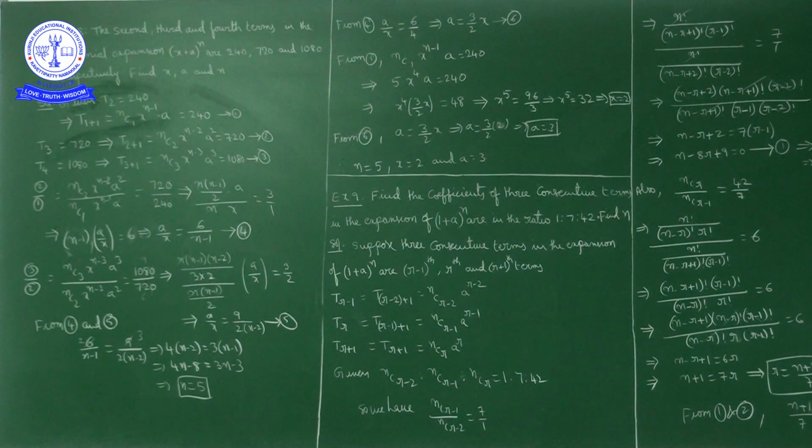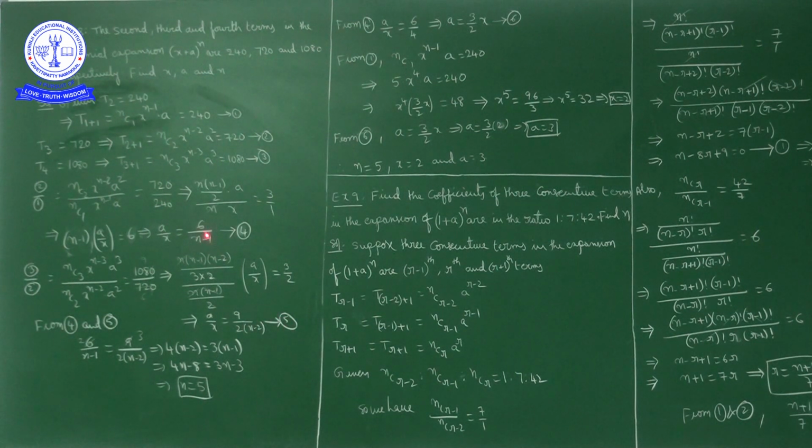Clear? Now from here, a by x is equal to what we can write? Here (n minus 1) by 2 cancels. So (n minus 2) by 3 into a by x is 3 by 2. So a by x, what we get? a by x is 9 by 2 into (n minus 2). So a by x equal to 9 by 2 into (n minus 2). I'll mark this one as 5.